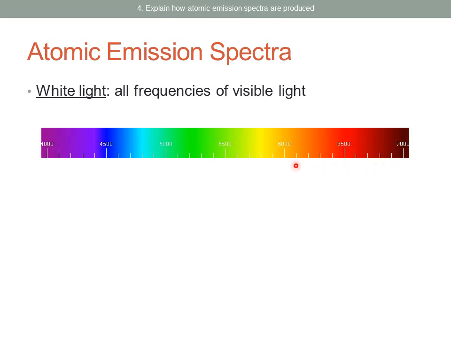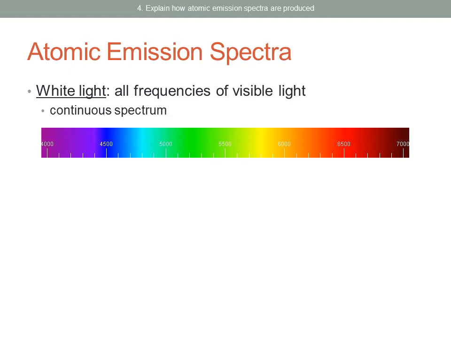Just a little FYI here, the scale on this, the numbers you can see here, for example, 7,000, 6,500, 6,000, those are in angstroms. 1 angstrom is 1/10,000,000th of a meter, so it's actually 10 times smaller than a nanometer. So 7,000 angstroms would be 700 nanometers, just so you guys know what you're looking at there.